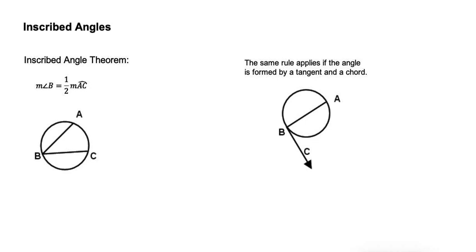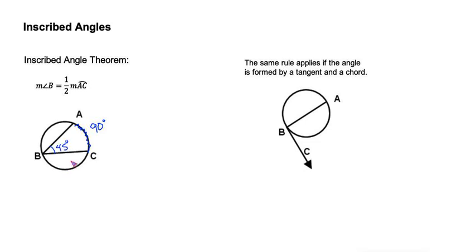So the first thing we're going to talk about is the inscribed angle theorem. The inscribed angle theorem says that the measure of angle B is half the measure of arc AC. So the arc that we're looking at, this arc right here, AC, and angle B is the angle that's inscribed in that arc. So, for example, if this is a 90-degree arc, then this inscribed angle is going to be half of 90, which would be 45 degrees.